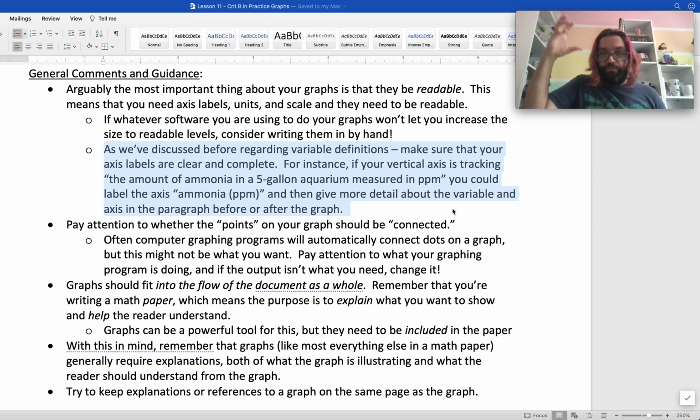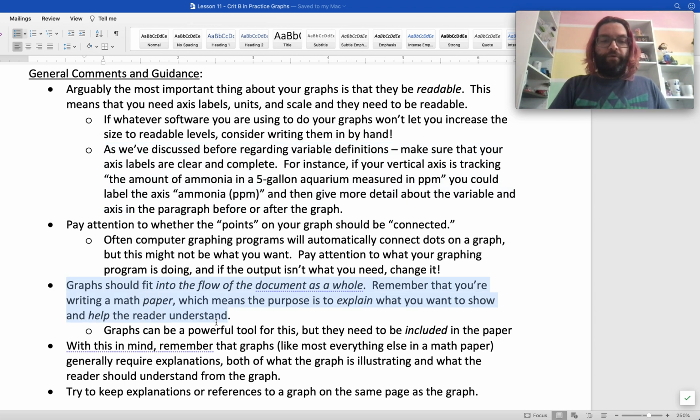But then in your paragraphs around it, describe more of what's going on with that graph. I'll get to it later. Graphs are supposed to fit into your document. But it's okay if the graph doesn't have everything in it, as long as the paragraphs around it make that graph really clear and easy to read.